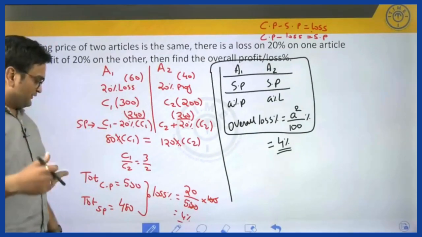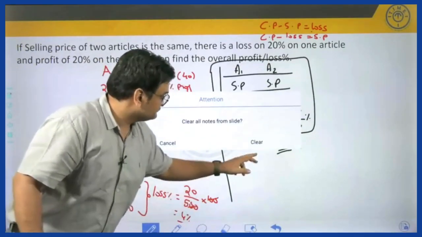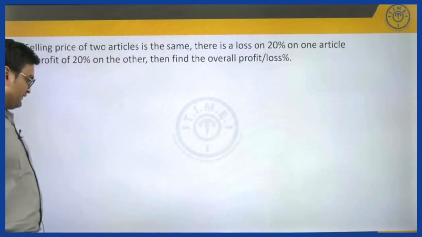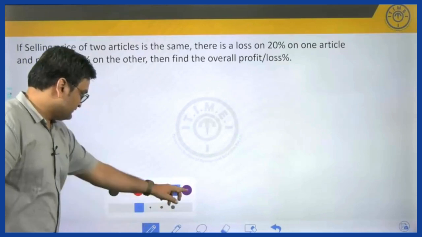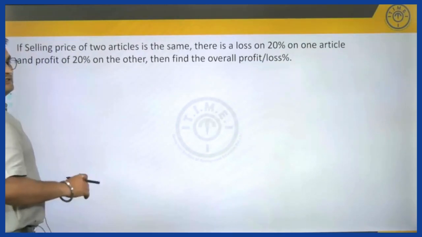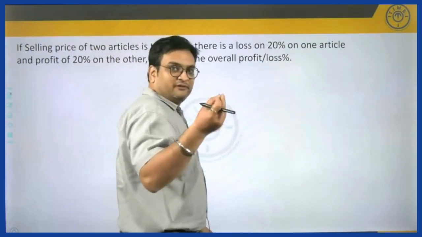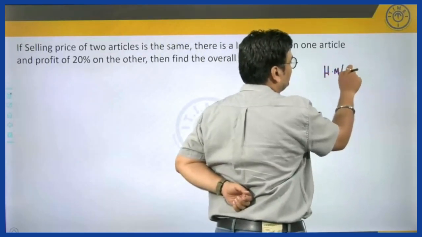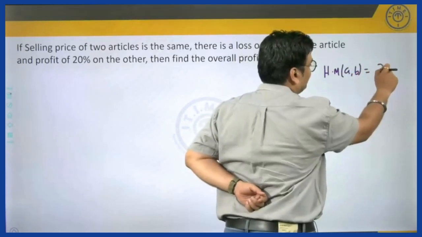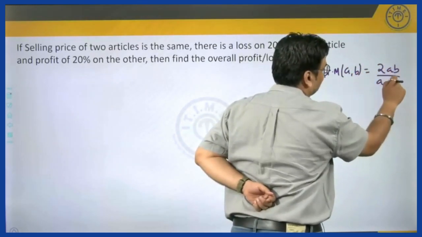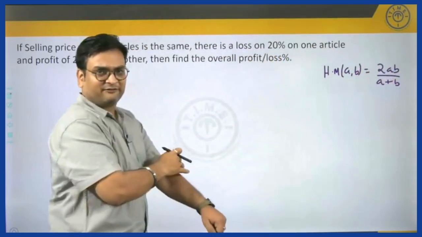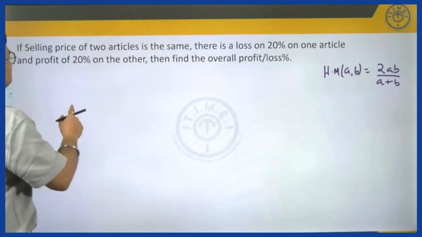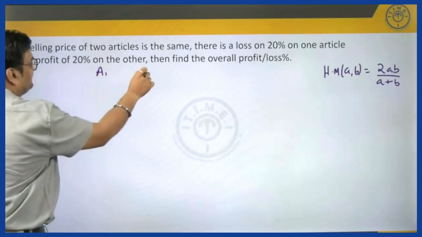I will try to discuss one more way. The third way will be as follows. But before I go for this way, I would like to explain the concept of harmonic mean. The harmonic mean of two numbers is given as 2ab by a plus b. Just remember that formula. So, two articles again, A1, A2.